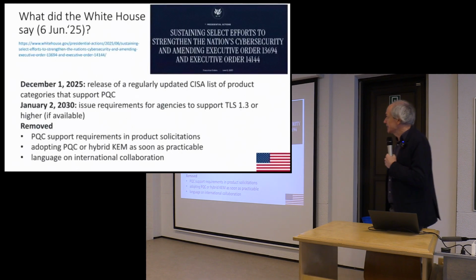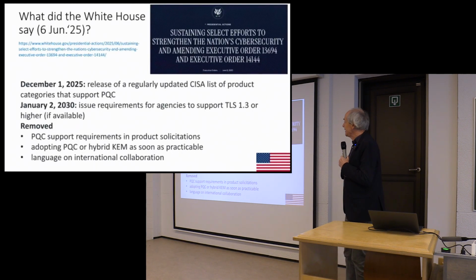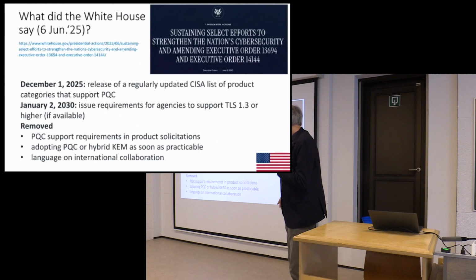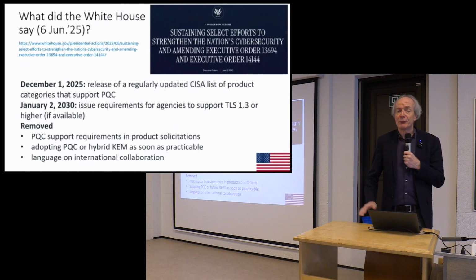Then Trump, in fact, it was not high on his list. It was only in June that he responded, and he said that there should be a list of products. TLS 1.3 will be mandatory, but he removed PQC support in project solicitation, so in the call for tenders, and he also removed international collaboration, which is not so surprising, I guess.